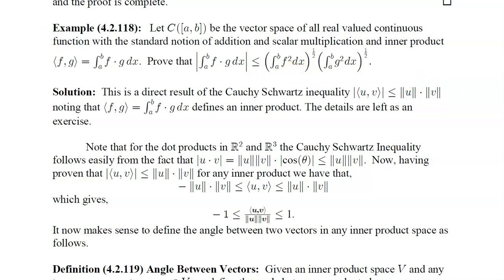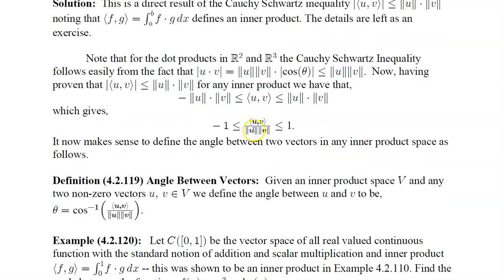Now let's note something that we had talked about earlier. Recall that for the dot product in R2 and R3, the Cauchy-Schwarz inequality follows easily from this fact right here. Okay, and we mentioned that previously.